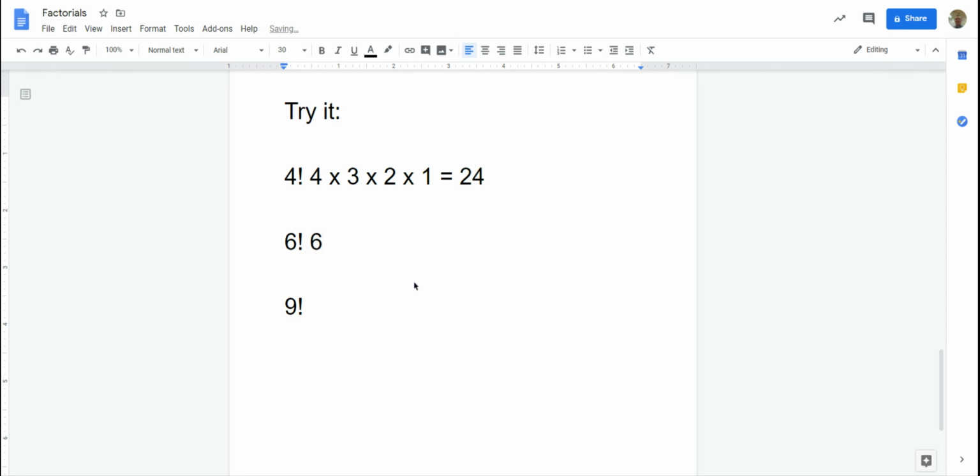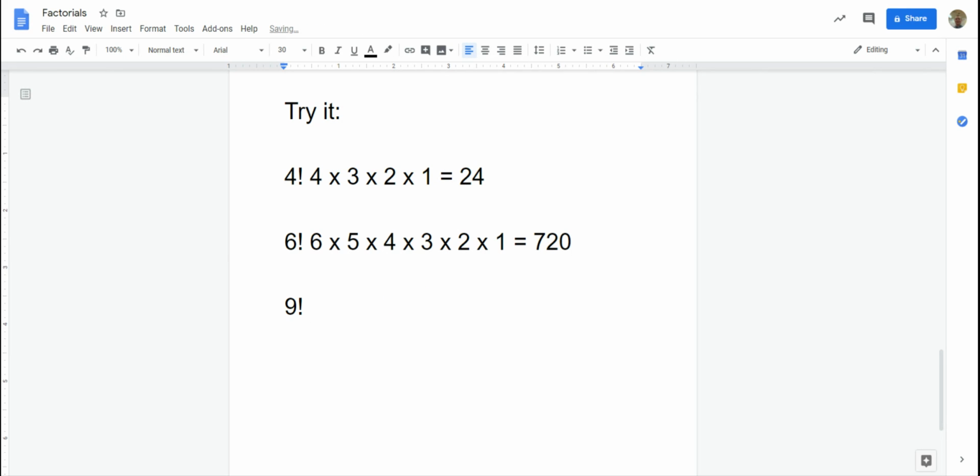6 factorial. That's going to be 6 times 5 times 4 times 3 times 2 times 1. 6 times 5 is 30. 30 times 4 is 120. 120 times 3 is 360. 360 times 2, that's 720.